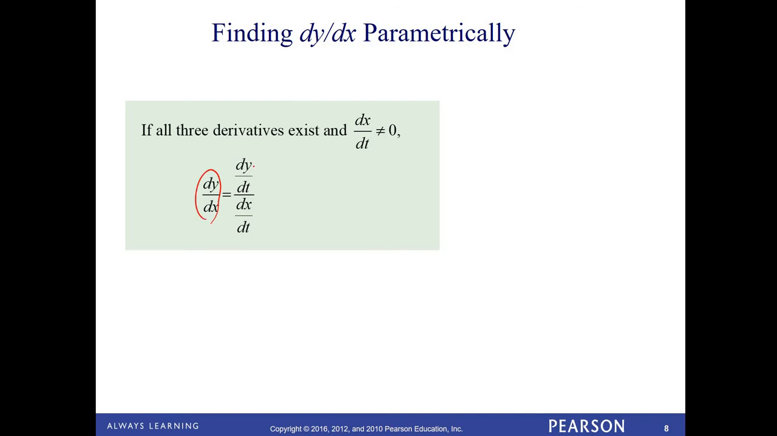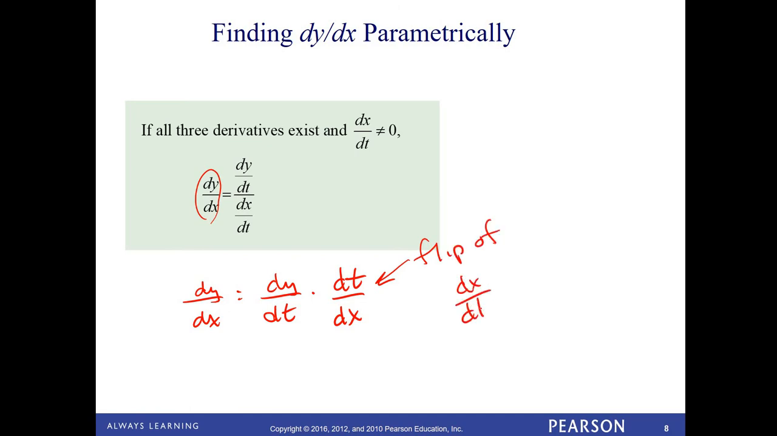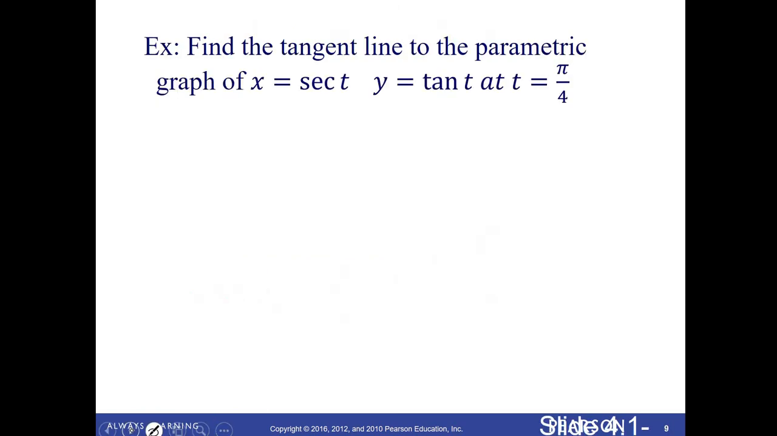So dy dx is dy dt divided by dx dt. We can also write that as dy dx is dy dt times dt dx. So kind of similar to what we did on the other one. Remember that this is going to have to be the flip or the reciprocal of dx dt. Okay, so let's do an example with this.